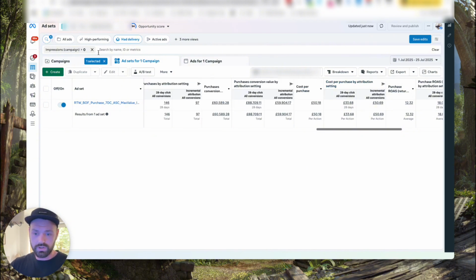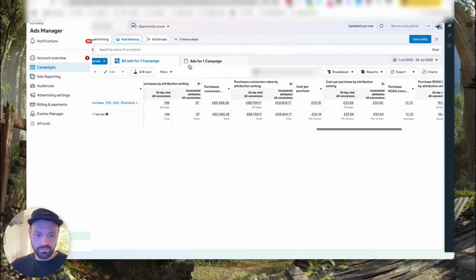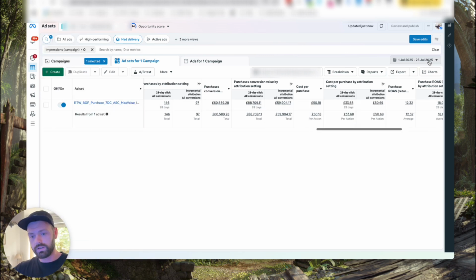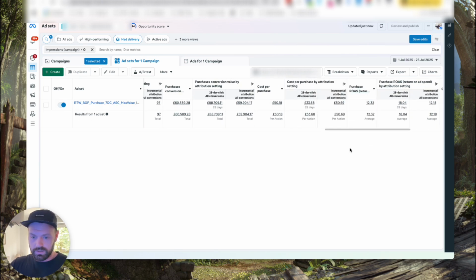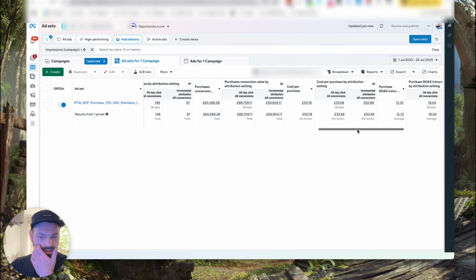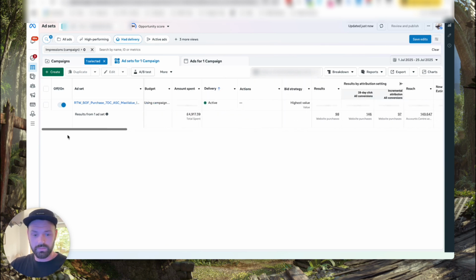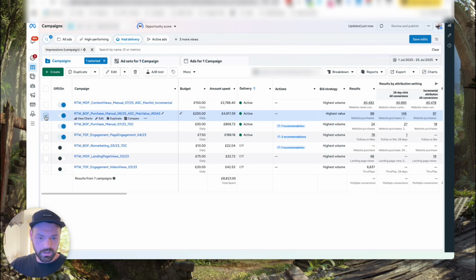Now I just want to compare that to the previous period. We can't do this with the attribution settings, so I'm going to do the 1st of June to the 25th of June because we had fairly similar spend on the old build at that point. So I just want to have a look at how we're looking there. So yeah, 12.32. It's not going to be as clean as I'd like on this one, but I'm just going to scroll through. Right, let's go back to our previous campaign.